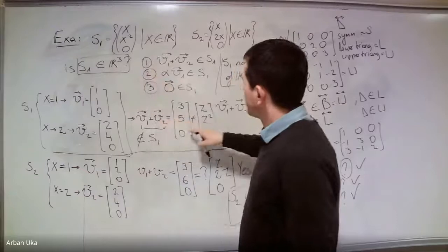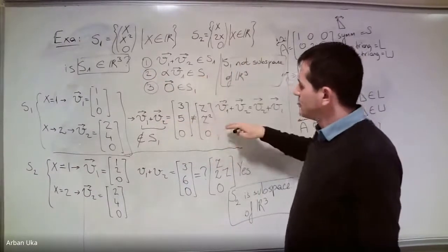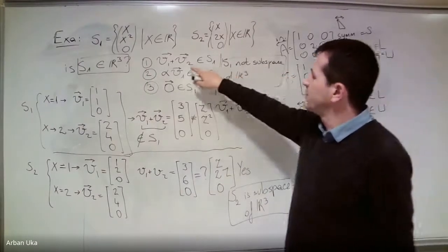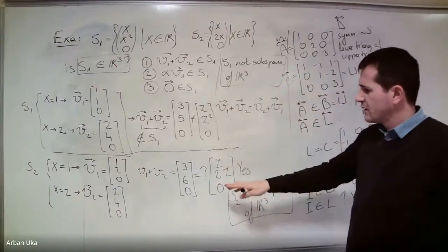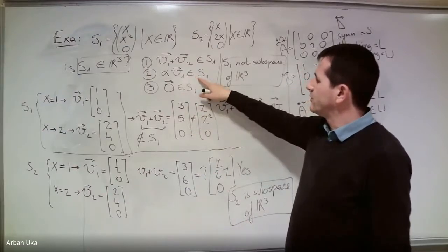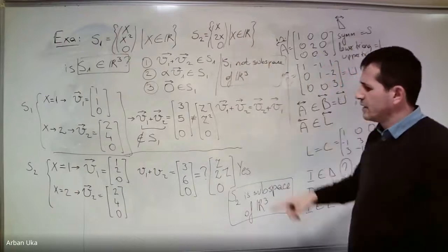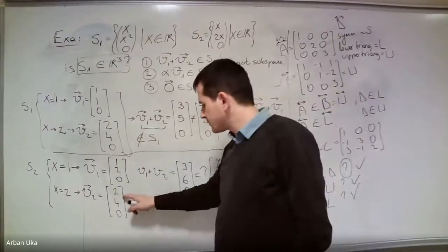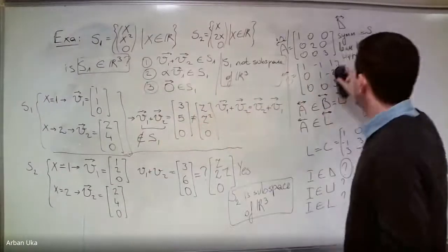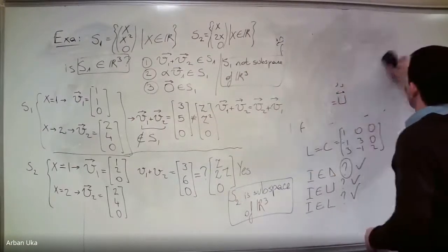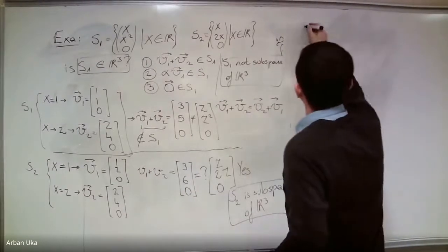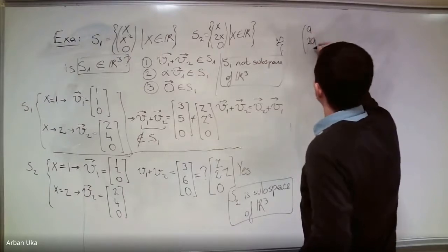For the first case, since the first condition was not held, we excluded it immediately. We said S1 is not a subspace because even the very first condition was not satisfied. So far, we have tested only the first property. What about alpha V1? Is it an element of S2? We can write a general vector, not 1 and 2, but A. So let's assume that we have another vector, which is A, 2A, and 0.